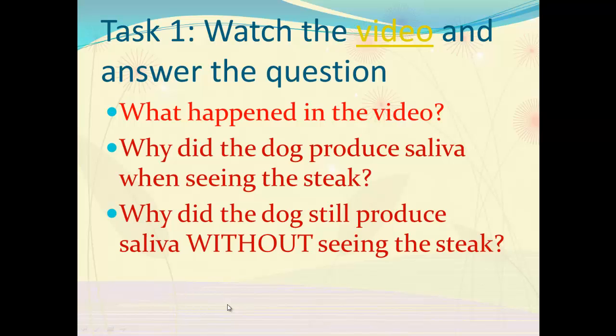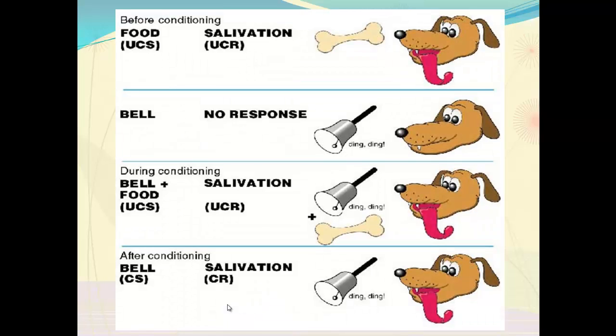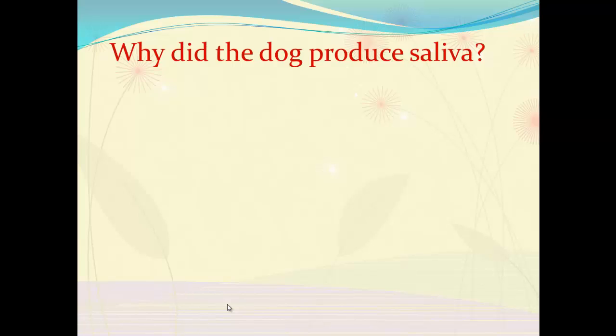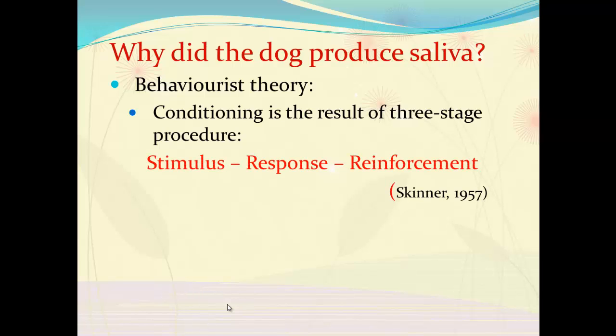Can you find out the answers for the questions? This video is about the experiment in the behaviorist theory. Conditioning is the result of a three-stage procedure: stimulus, response, and reinforcement. We have many other examples also.